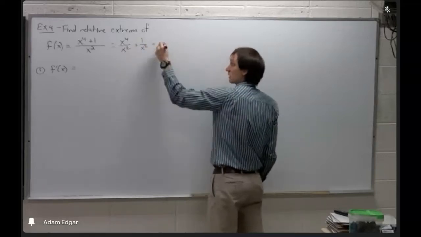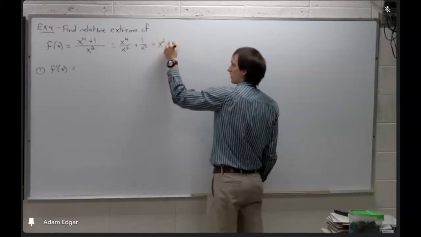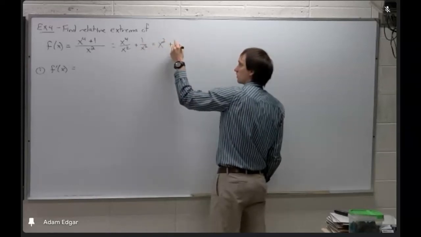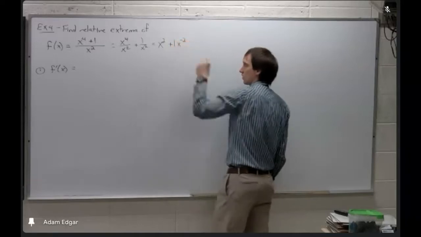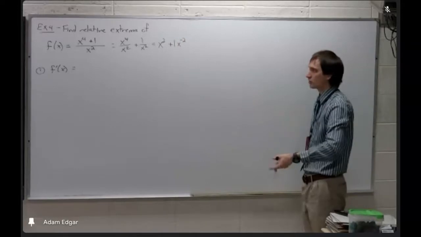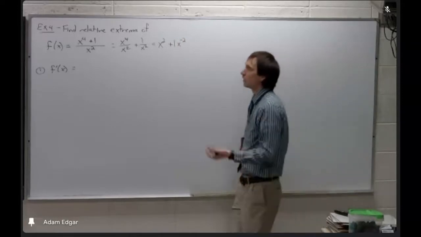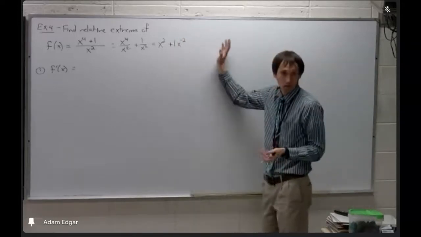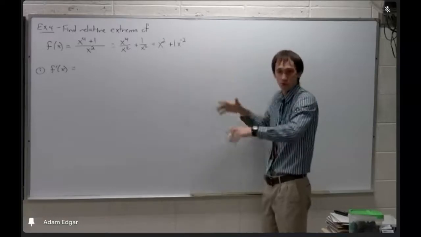X squared. And what's 1 over x squared the same as? X to the negative 2. And then that'll probably be easier to differentiate than doing quotient rule. So if I were me, this is the method I would take. But if you were you and you like to do quotient rule, then that's fine.